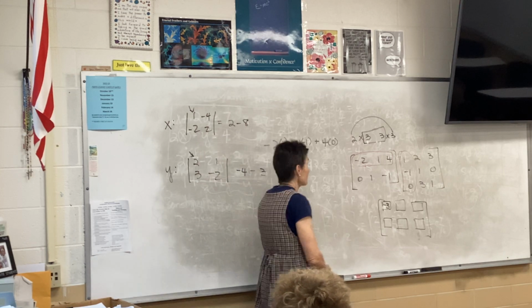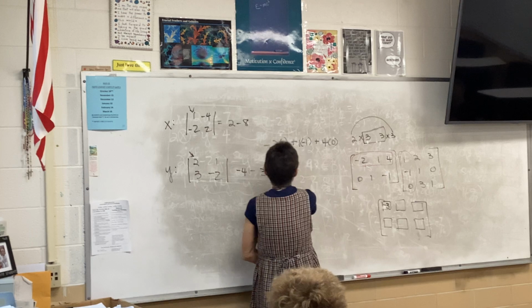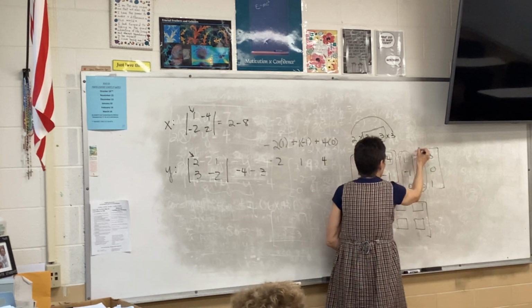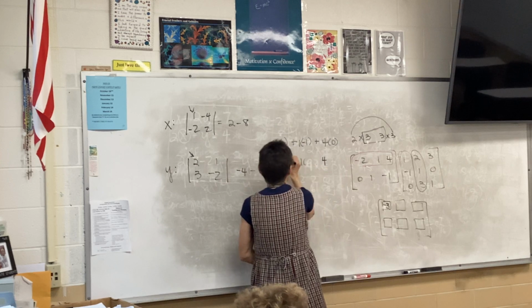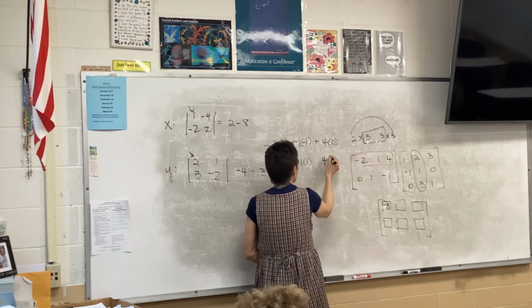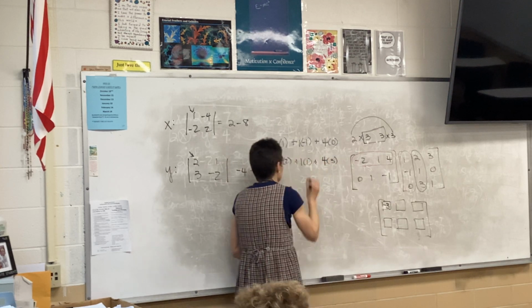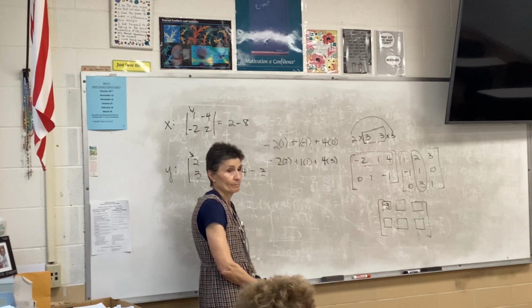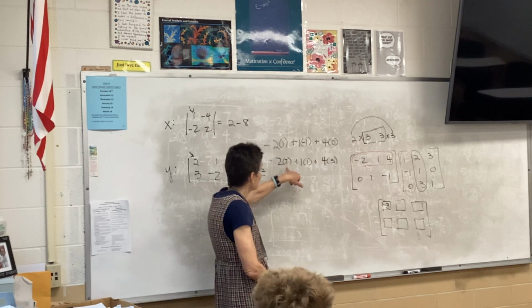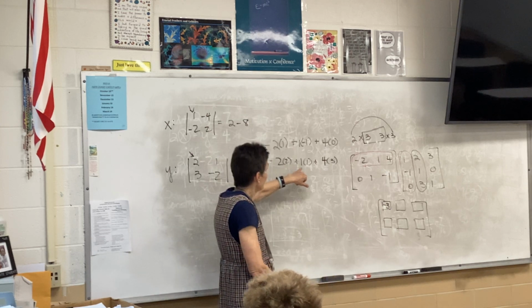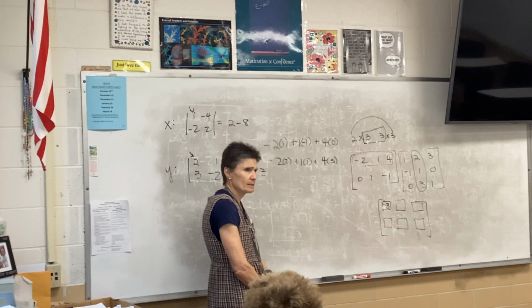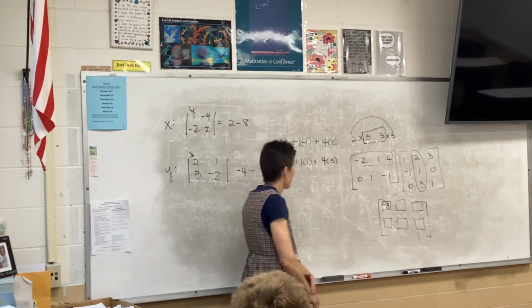Now I do the same thing. I start right here. I use negative 2, 1, and 4. But this time I'm going to multiply it times 2, 1, 3. What do I get? Negative 4 and 1 and 12. What is that, 9? Is that 9?